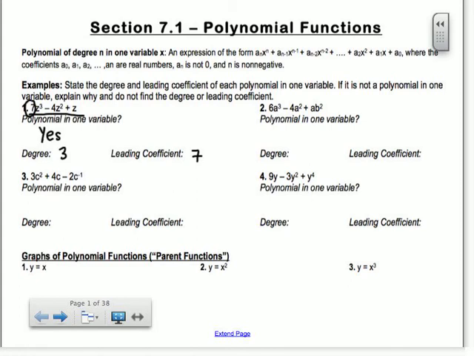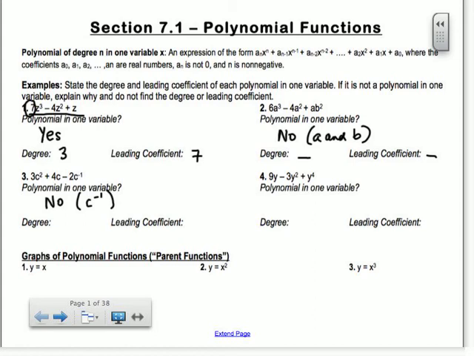Okay, number 2. Is this a polynomial in one variable? No. So then we don't talk about the degree and we don't talk about the leading coefficient. How about 3? No. Number 2 wasn't because there was A and B. And 3 wasn't because you had C to the negative 1. You can't have a negative exponent.